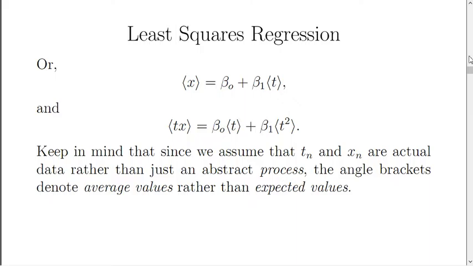Instead of writing x bar for the average x value, I can just write angle brackets around the x, angle brackets around the t for the average time value, angle brackets around t times x for the average time times data value, angle brackets around t squared for the average time squared value. Do keep in mind my convention for angle brackets, that since we're assuming that t sub n and x sub n are actual data rather than just an abstract process, the angle brackets indicate average values rather than expected values.